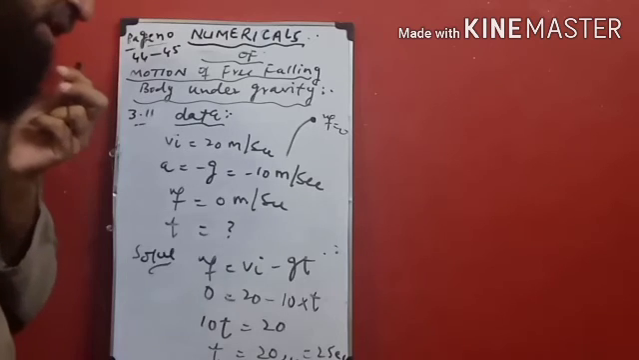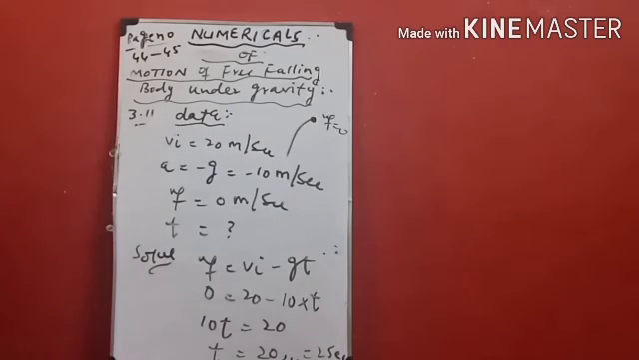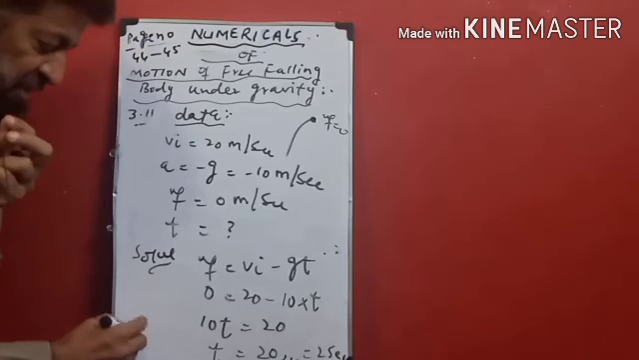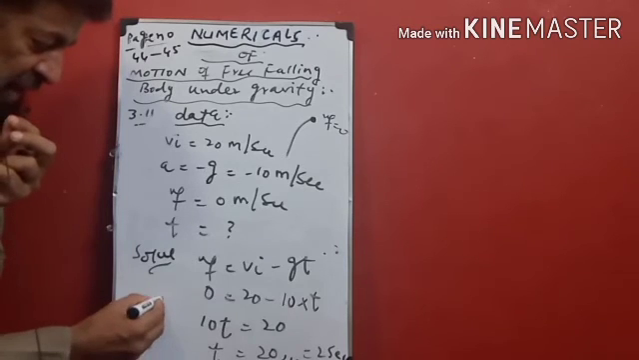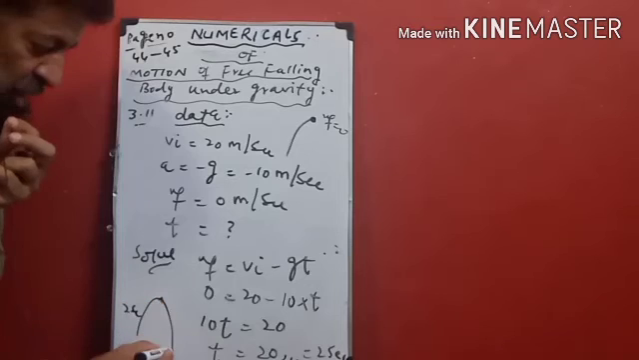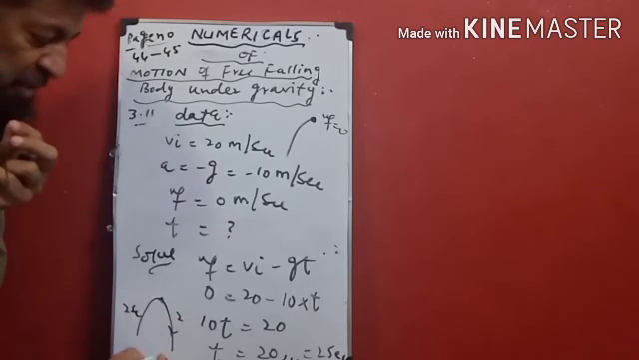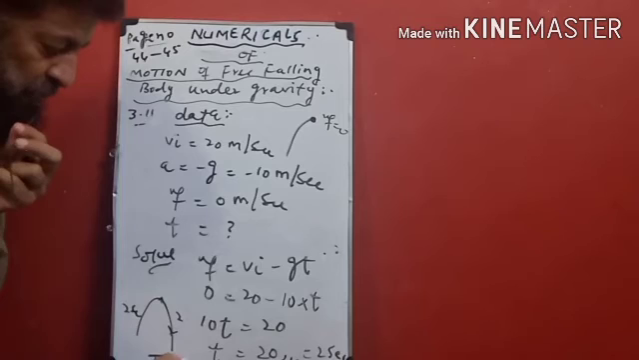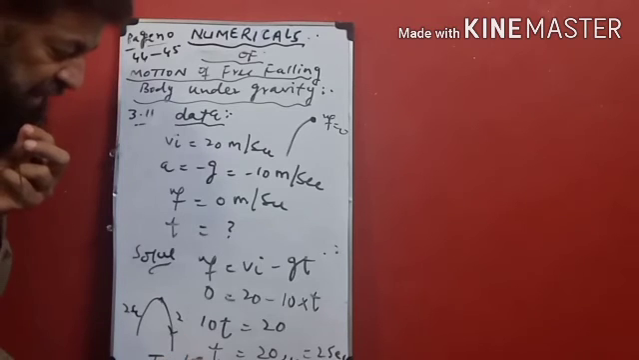But the question requires the time elapsed. That means the total time it takes to reach the upward direction is 2 seconds, and after going upward it comes downward in 2 seconds. The total time elapsed is equal to 4 seconds. Answer.